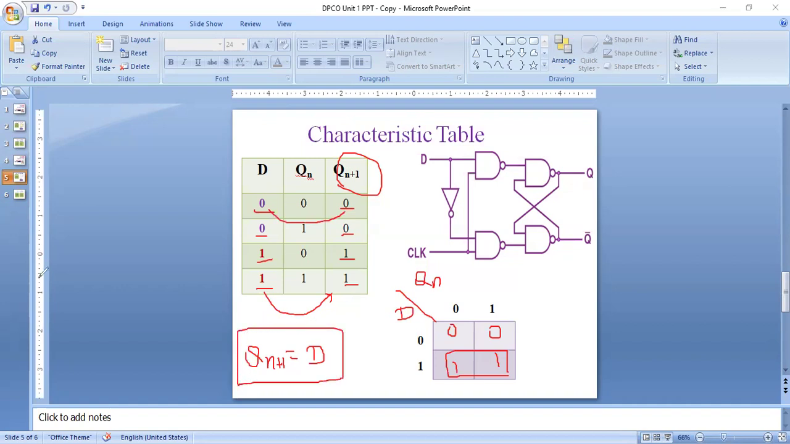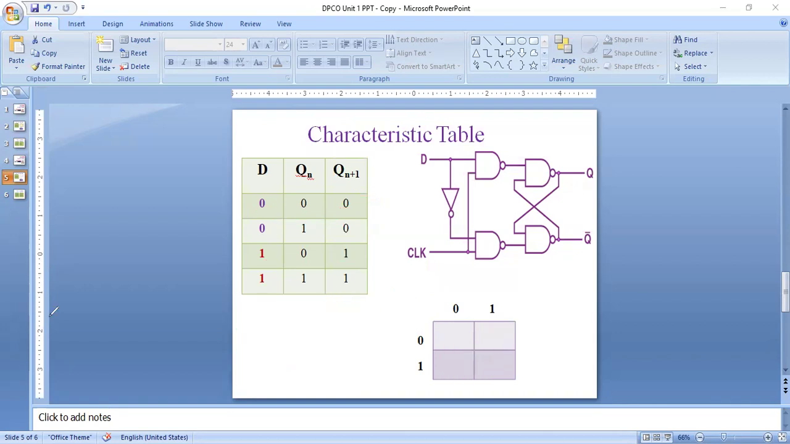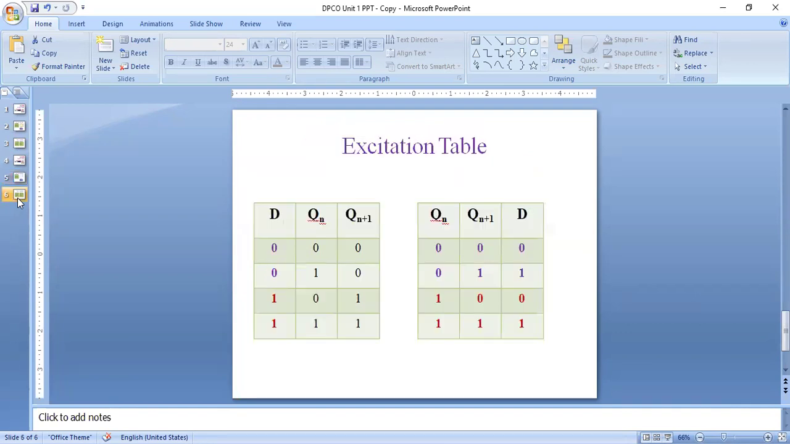That's all. So now based on the characteristic table, we have to plot the excitation table. In the previous videos itself, I have mentioned what the excitation table is. For a particular output that I want, what input should I give? Input in the sense of excitation, that is what we are going to check. So look at this one. This particular table is the characteristic table which we have just now plotted. This is the characteristic table, and from this we are going to derive the excitation table.